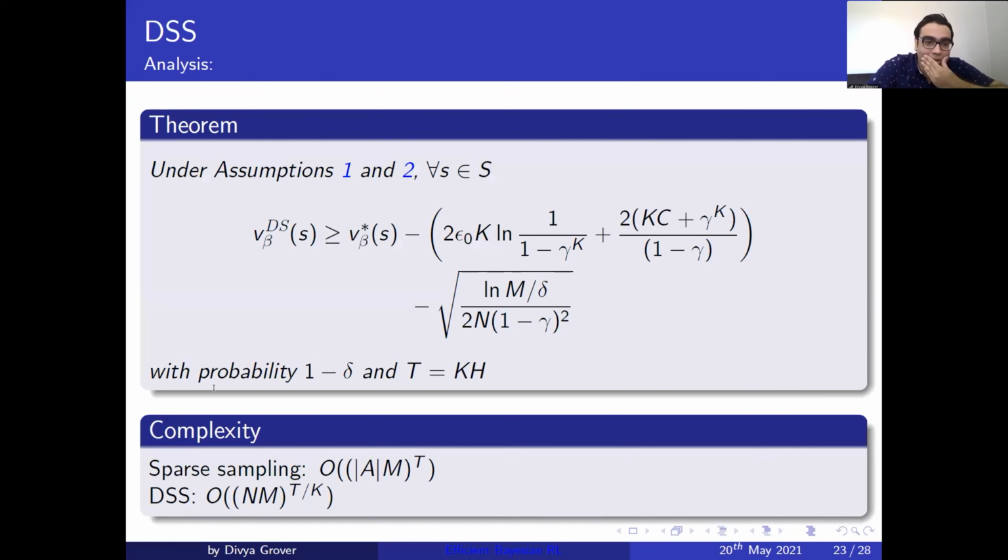Okay, so we have this PAC theorem, probably approximately correct, which says that the value function at the root for our algorithm, which is superscripted by ds, is bounded by the true value function minus some terms. So it's not very bad, but the memory is much better. Here you can see the sparse sampling algorithm, which just samples the states, has a memory which is exponential in the horizon t. But here we have the samples.